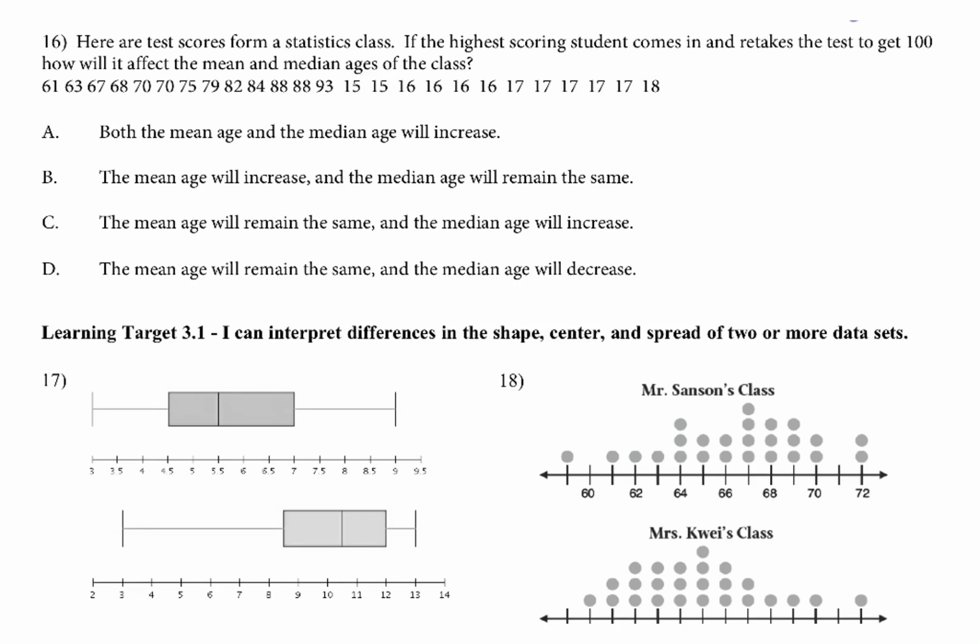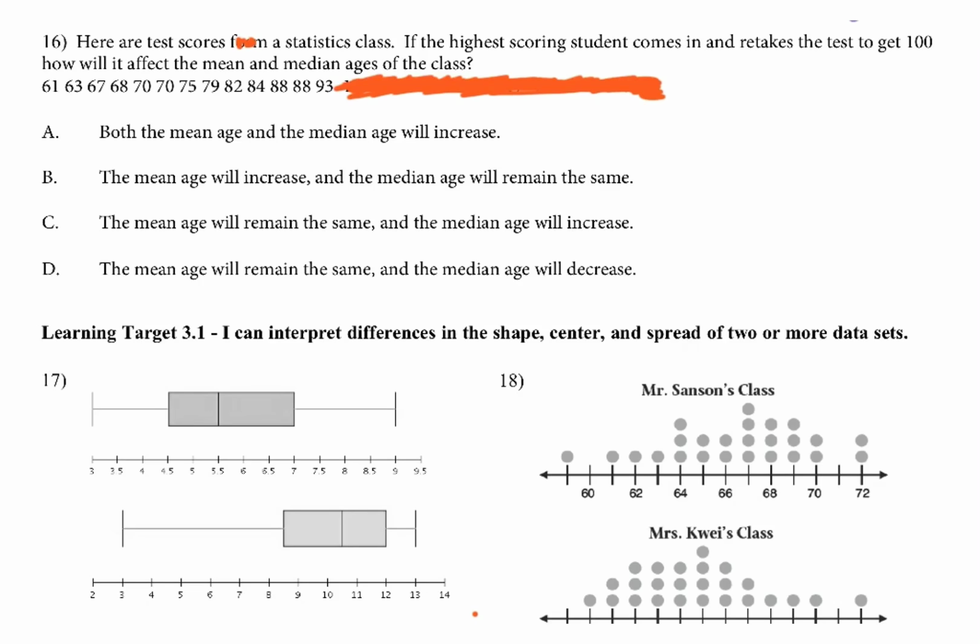Also on number 16, those numbers shouldn't be there. I forgot to erase them apparently, from a different problem that I was doing, trying to create a couple problems. So hopefully your guest teacher will have told you that. So it says, here are the test scores from, wow, there's all sorts of issues here, huh? From a statistics class. If the highest scoring student comes in and retakes the test to get 100, how will it affect the mean and median ages of the class?